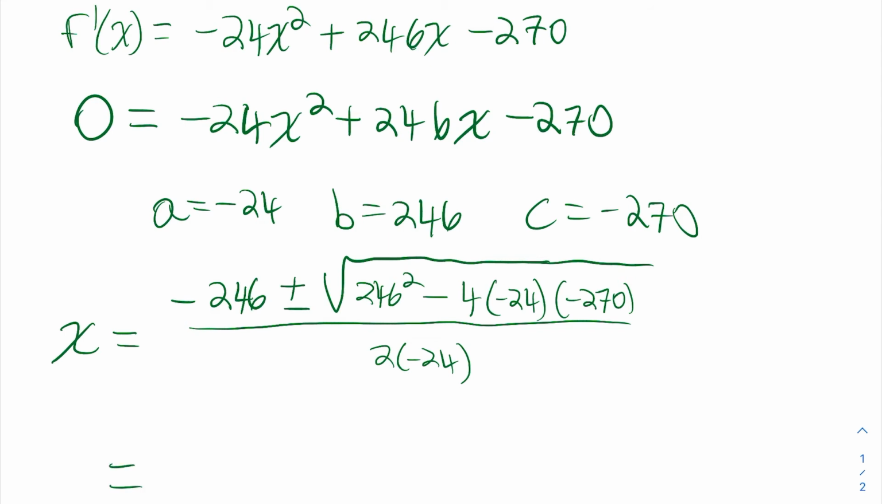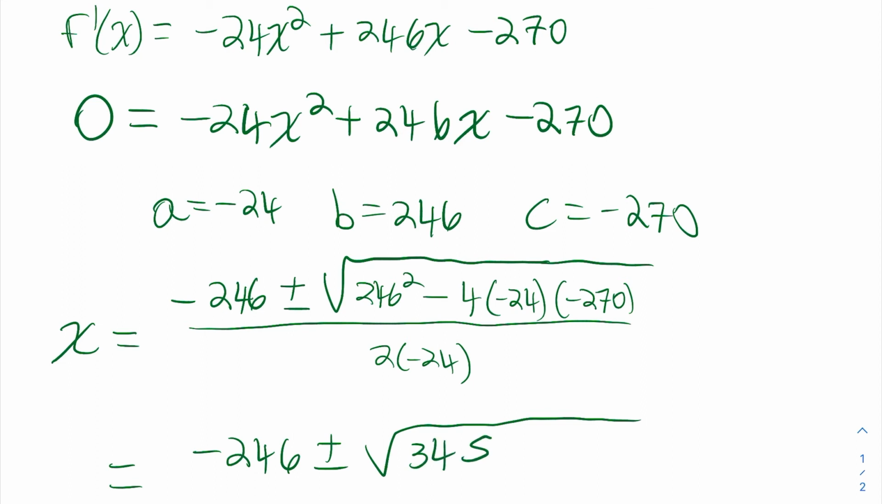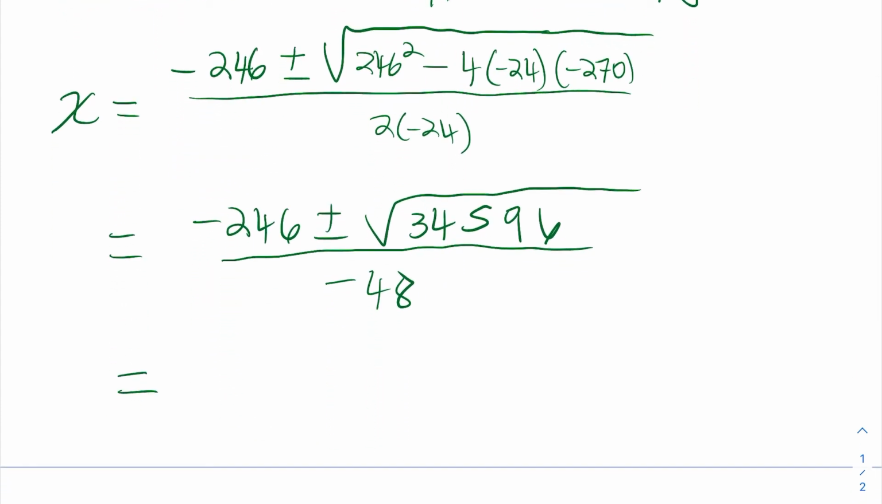This is going to give me negative 246, and then underneath here, the discriminant, when you calculate 246 squared minus 4 times negative 24 times negative 270, comes up to 34,596, I should say. And then we're dividing that by 2 times negative 24, which is negative 48. And it turns out that 34,596 actually is a perfect square, and the square root of that number is 186.